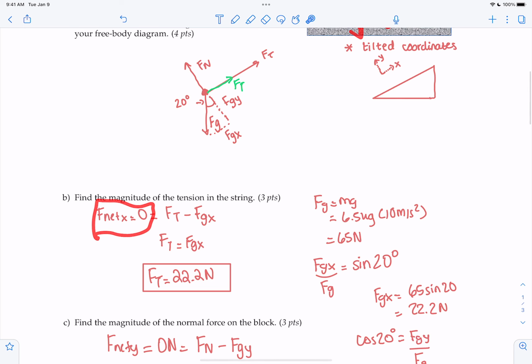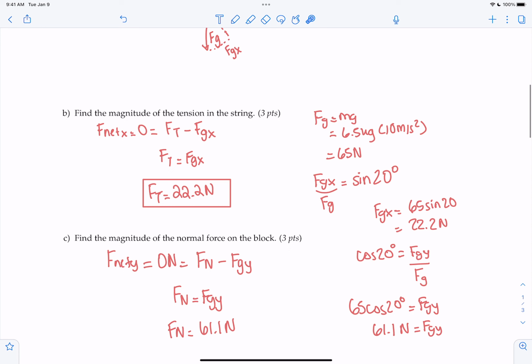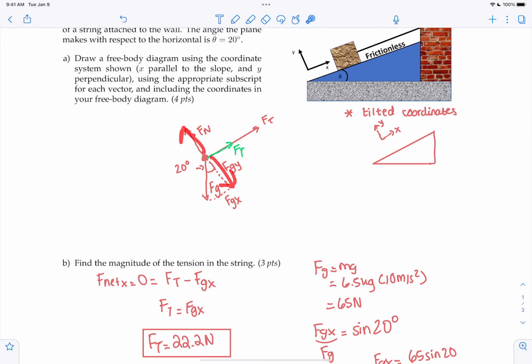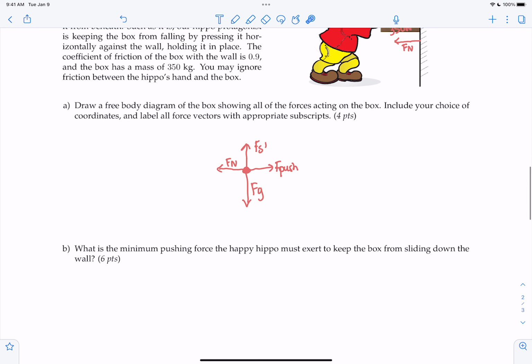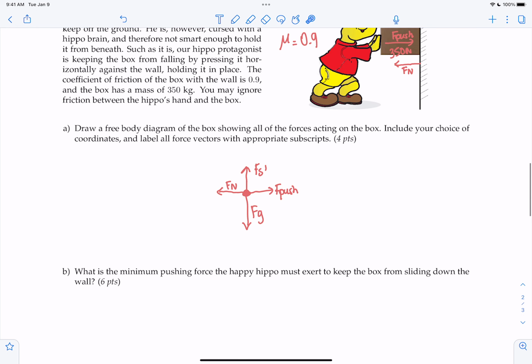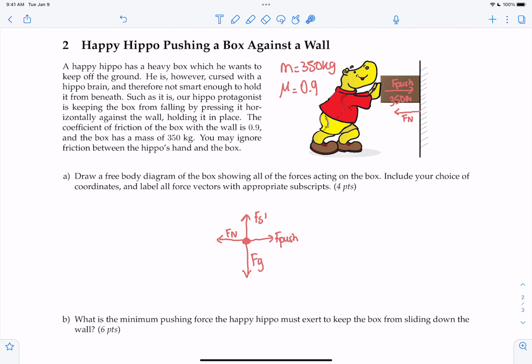F net x is equal to 0. Tension force minus the FGX force equals 0. Normal force minus the FGY force, so normal force minus FGY, is equal to 0. Tension force minus FGX is equal to 0. So when I say cancel out, I mean that when you add them up, the net force should be 0, given the fact that this box isn't moving.